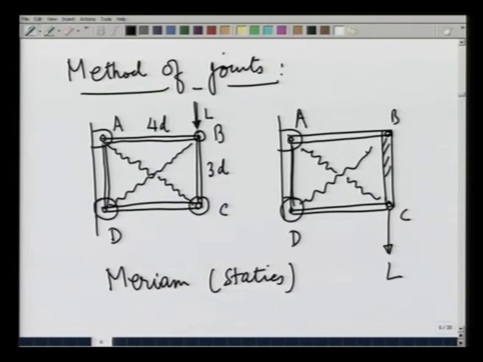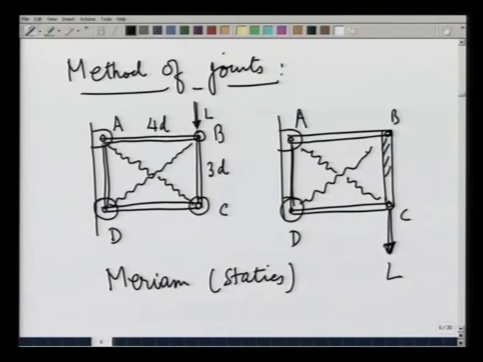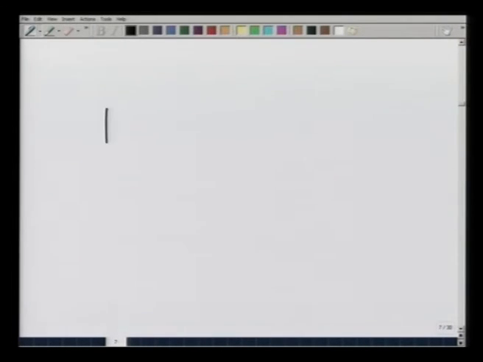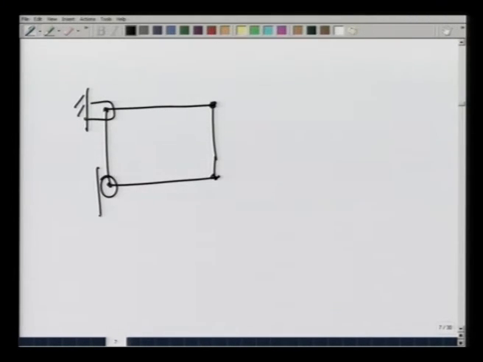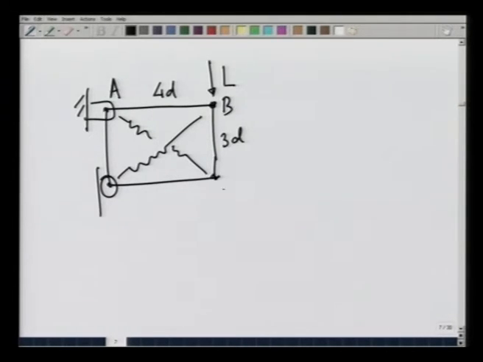This is quite a nice problem because it teaches us quite a lot of things in one problem. So, let us first take this particular case, which I will make in a very simple manner. These points: this is on a roller, this is on a fixed pin, this is a rope, this is a rope, this is the load, this is 4D, this is 3D. Now, the points are A, B, C, D.